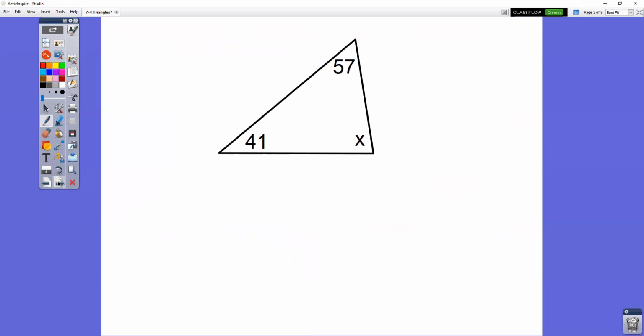Go ahead and try this one on your own, please. You're given angles of 57 and 41. Find x.